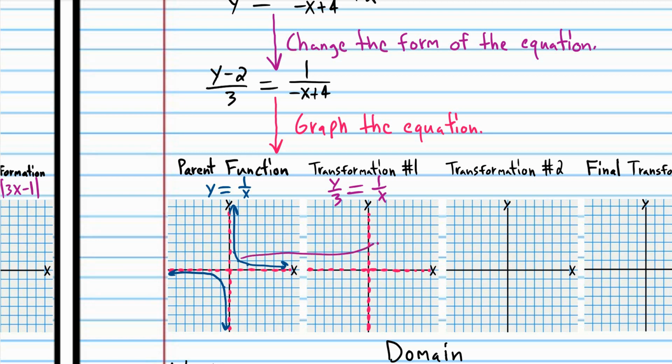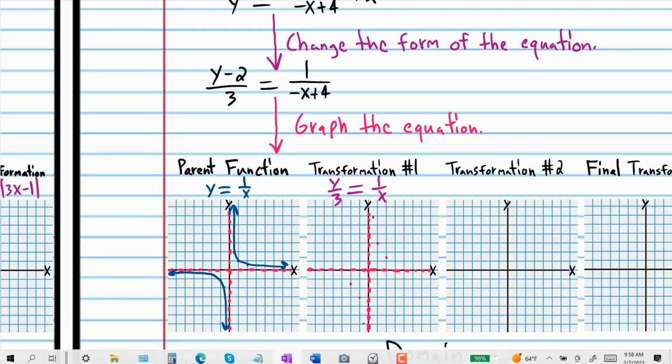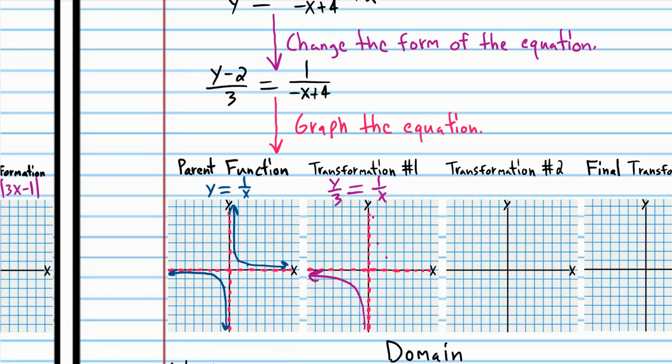So this point goes here because the y value of the point is multiplied by 3. And just continue to move all those points. And we'll connect the dots. Probably should plot this point also, 3, 1, and -3, -1. And now we're ready to connect the dots.